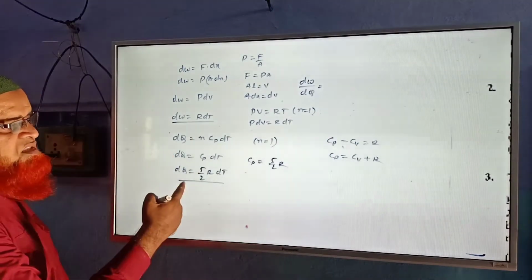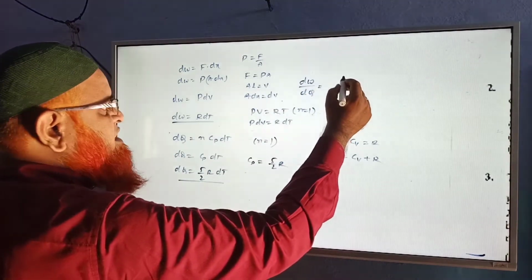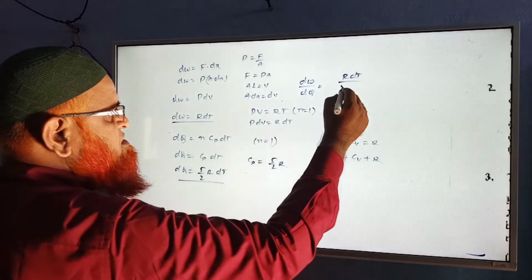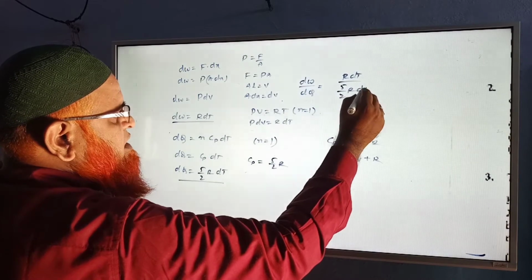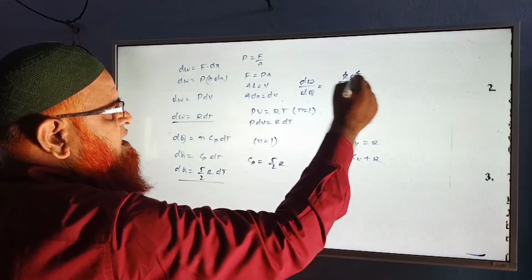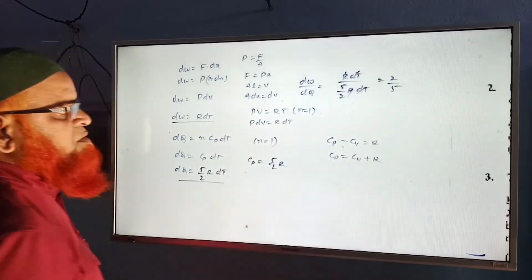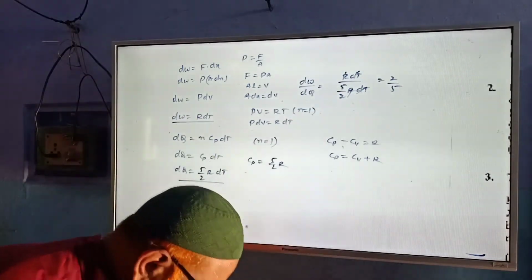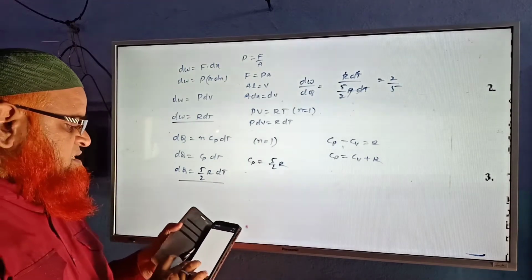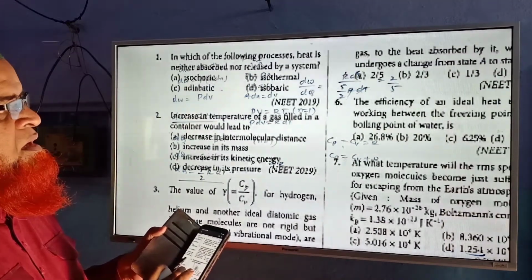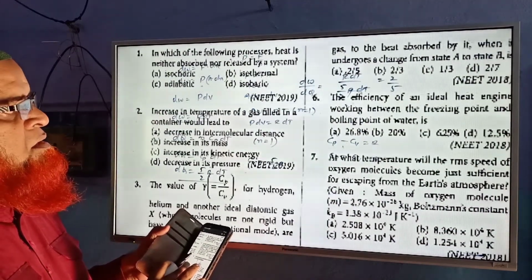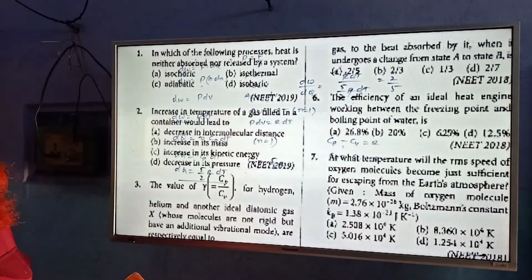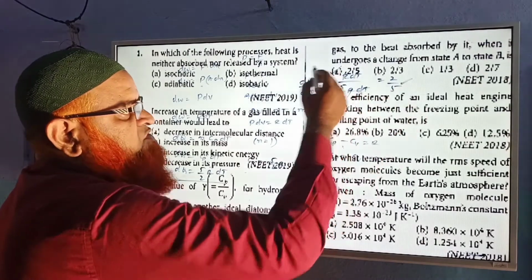Then after finding these two, what are you going to do here? dW means you'll write R dT, and dQ is nothing but 5 by 2 R into dT. So dT gets cancelled, R gets cancelled. So your answer is going to be 2 by 5. Okay. So in this way, you can find out the problem. So what is the correct option in this case? You just see. Your correct option is going to be the second option, 2 by 5.